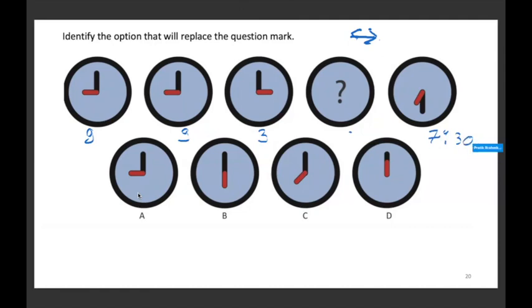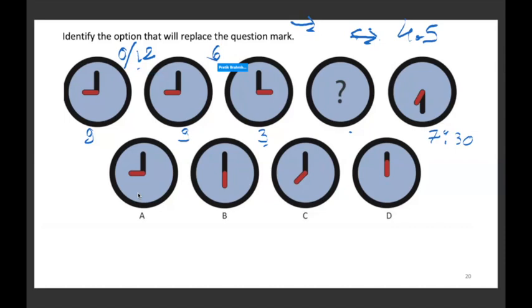The difference between 9 and 9 is of course 0 hours, but it can also be interpreted as a 12 hour difference. Between 9 and 3, the difference is obviously 6. And then between 3 and 7:30, the difference is 4.5 hours. So if I go by the logic that as we are moving from left to right, the difference is decreasing by half.